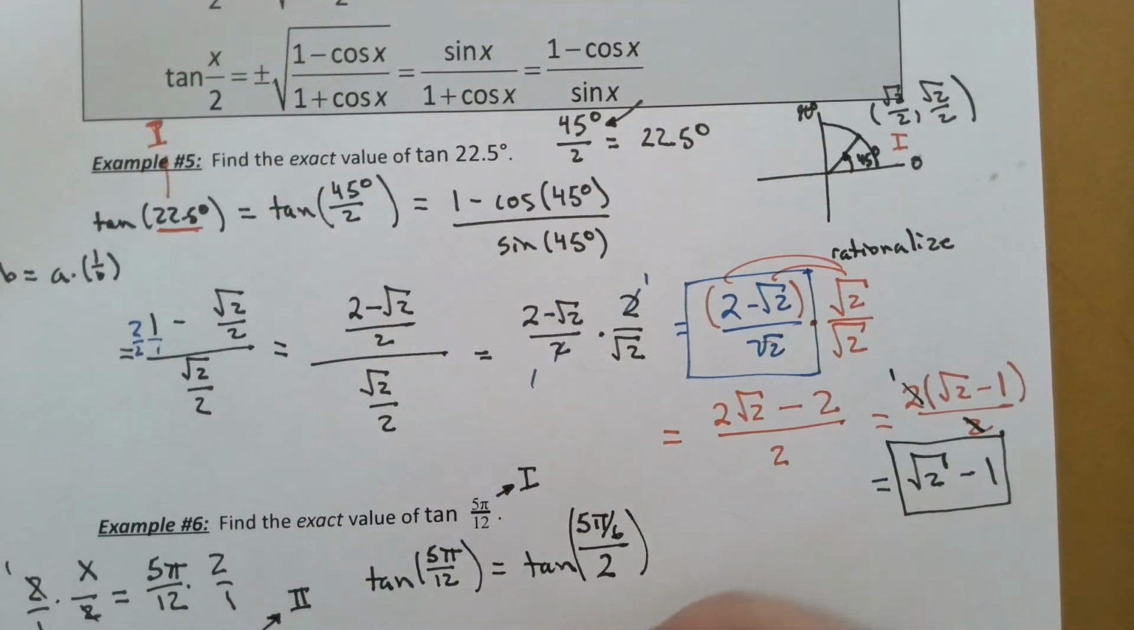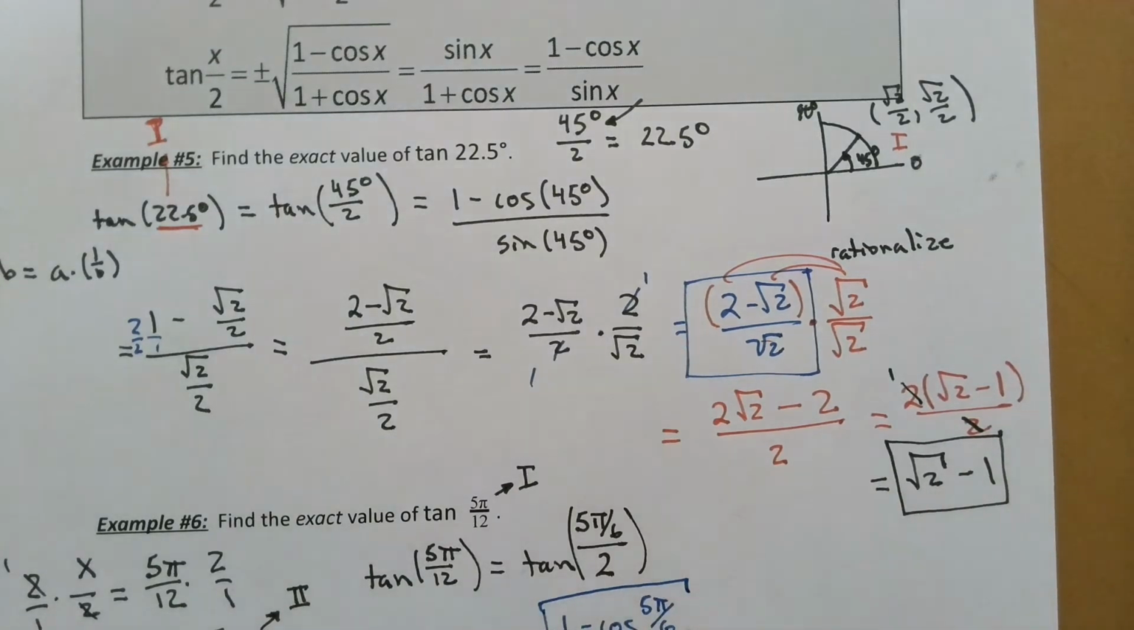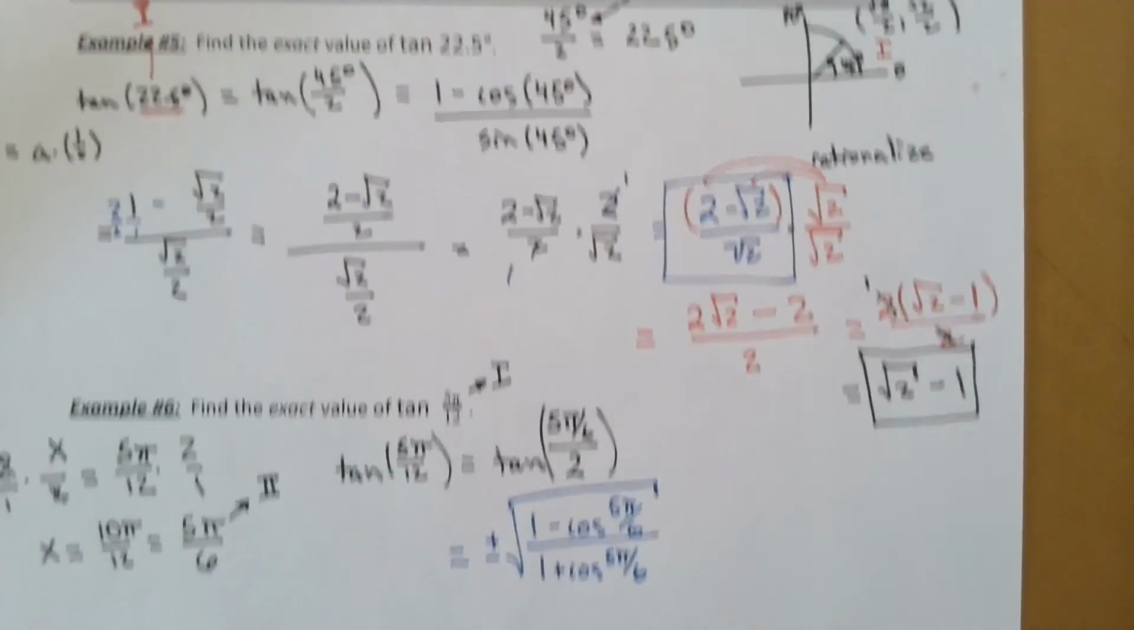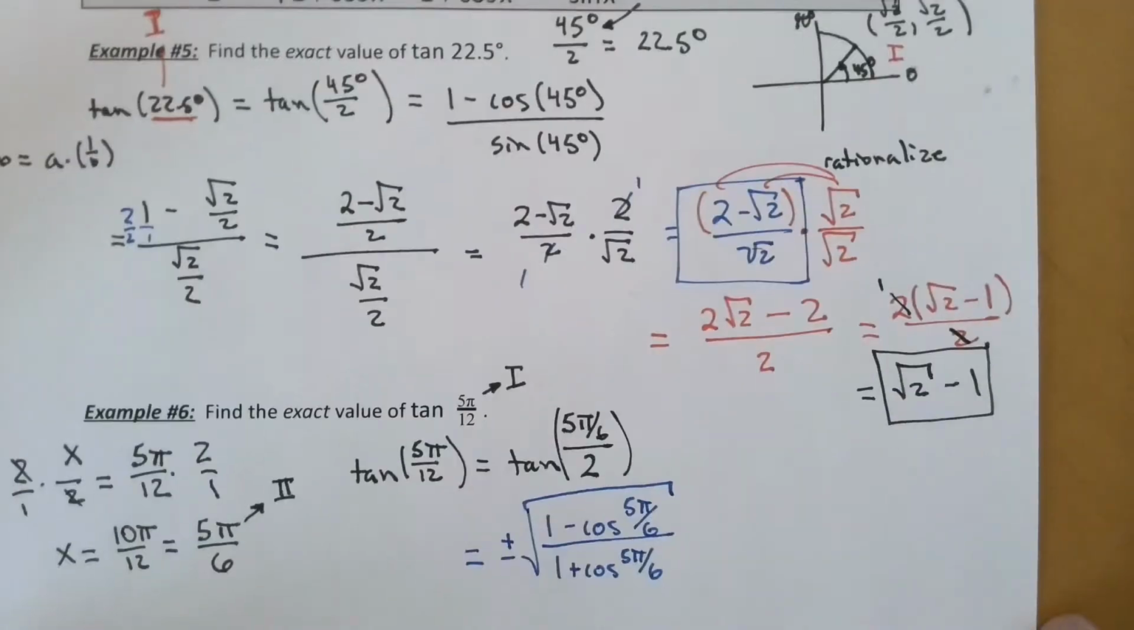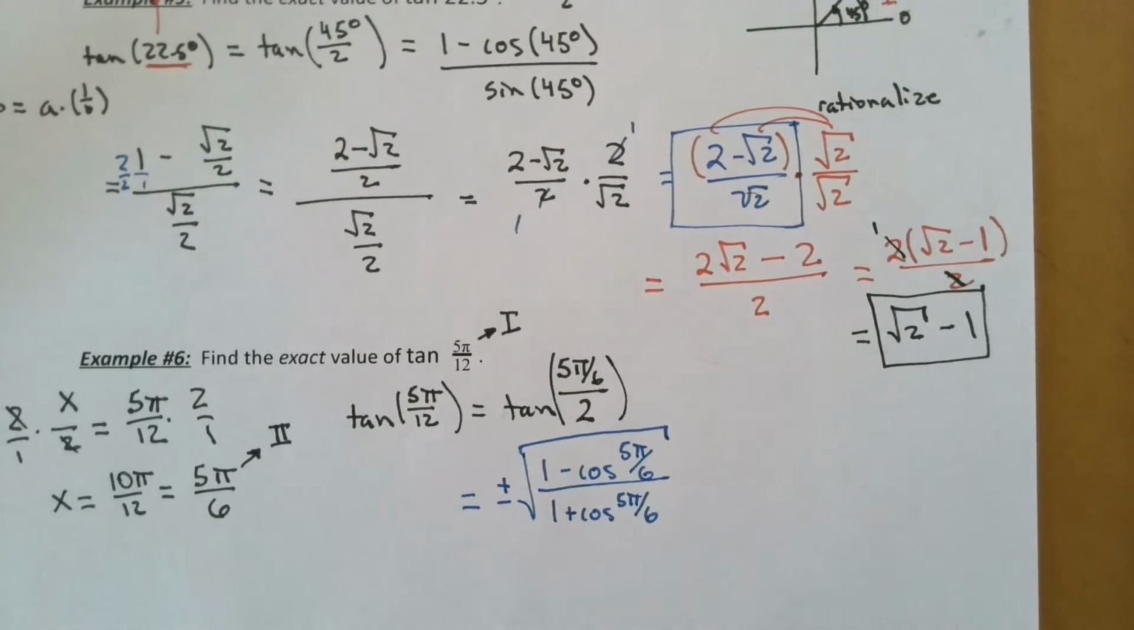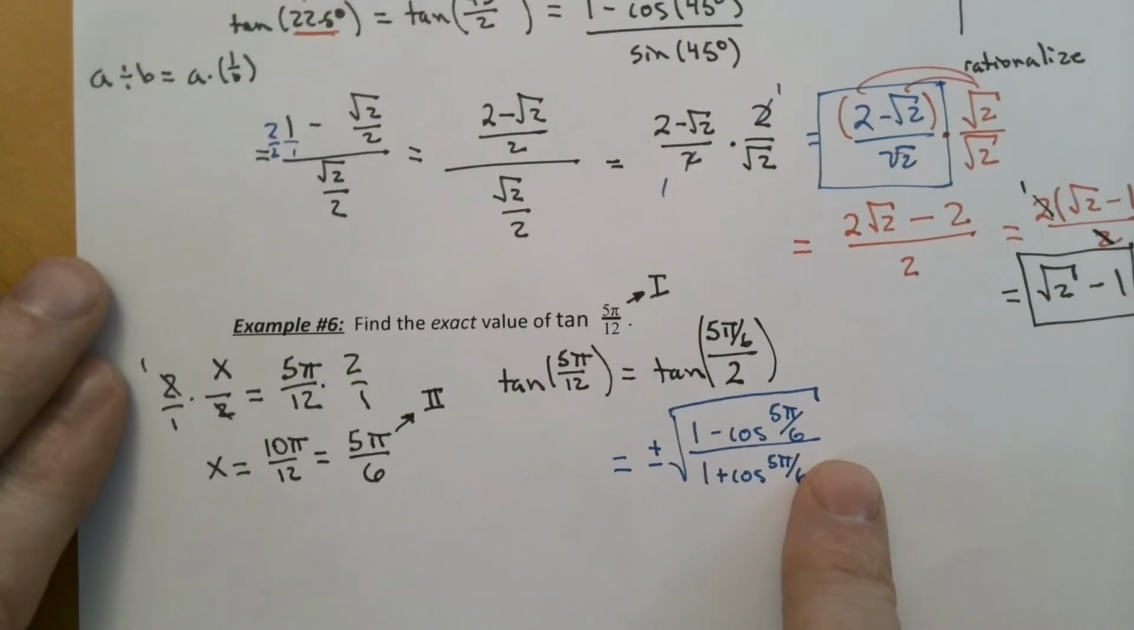Okay, so we know that this is equal to plus or minus the square root of 1 minus cosine of 5 pi sixths divided by 1 plus cosine of 5 pi sixths. Now, you at home might be wishing I had picked one of the other two, and I applaud you and say you do those and see if you can't get the same thing as I've gotten. Okay, we need to figure out what cosine of 5 pi sixths is, to be precise, in our unit circle.